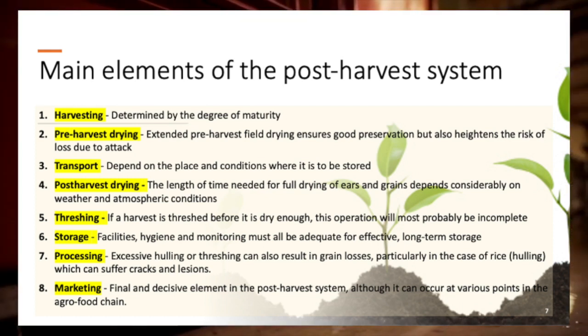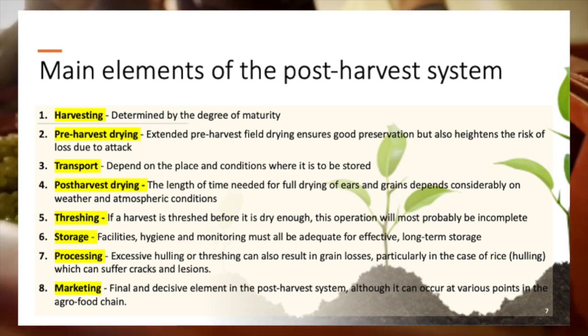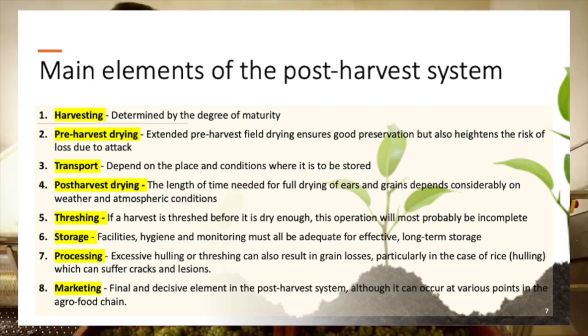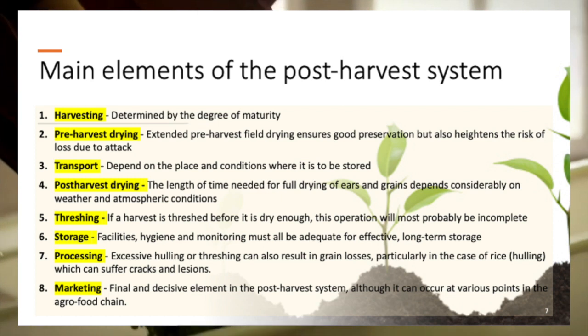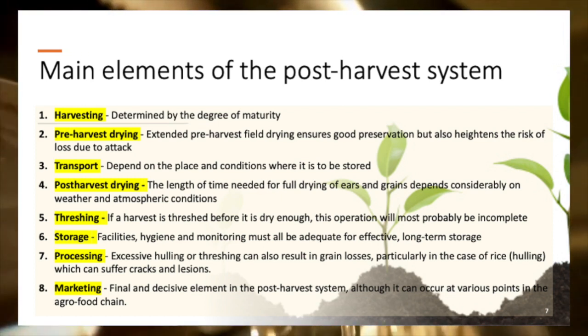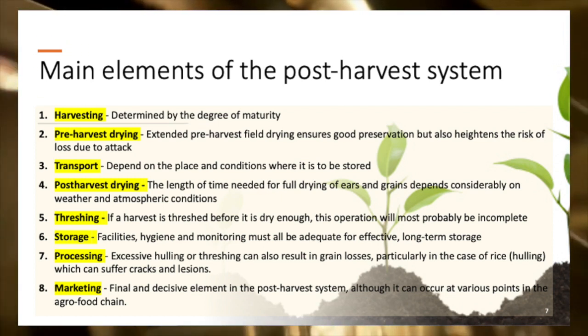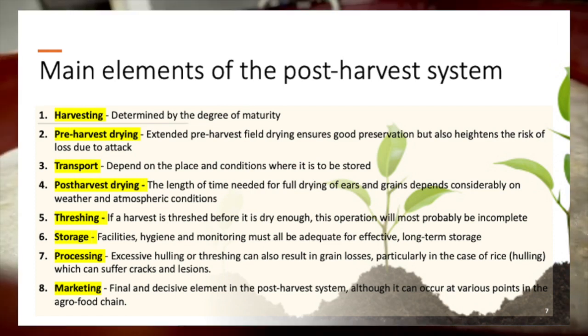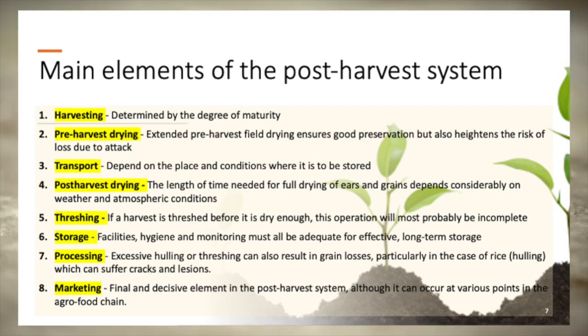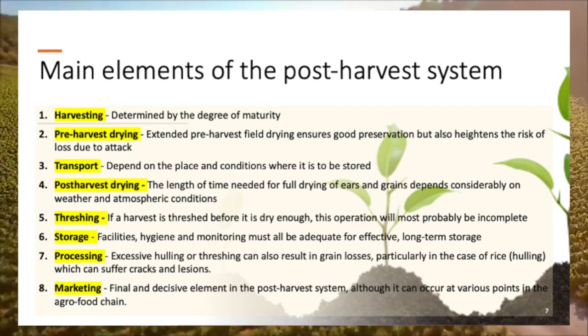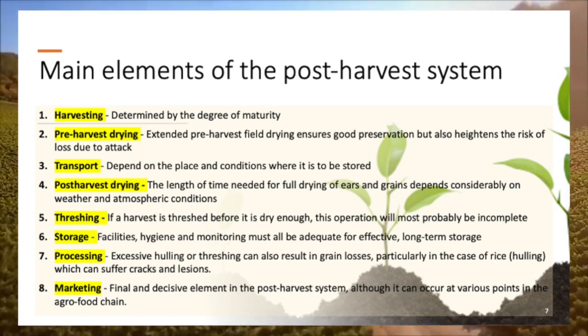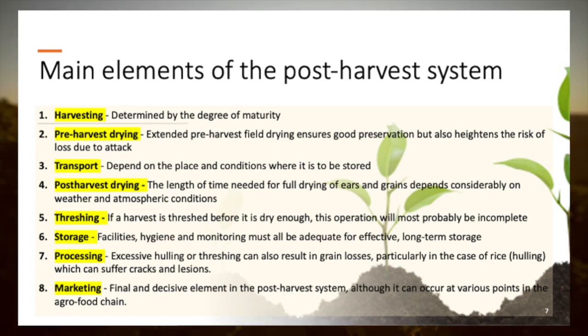The third element is transport. Much care is needed to transport a truly matured harvest in order to prevent the detached grain from falling on the route before it reaches the storage or the threshing site. Thus, the collection and initial transport of the harvest depend on the location and the condition in which it is to be stored and threshed.